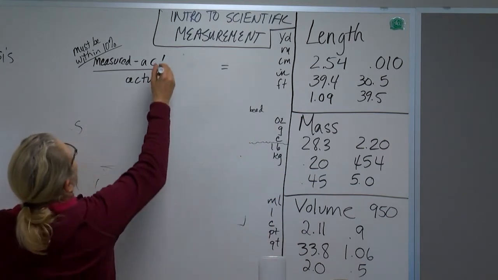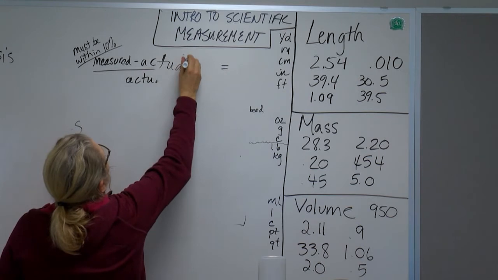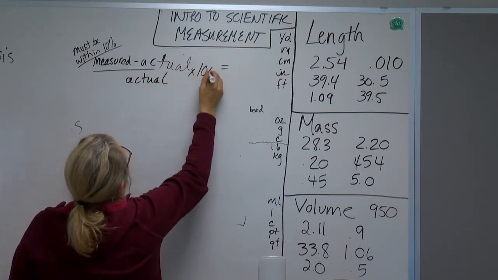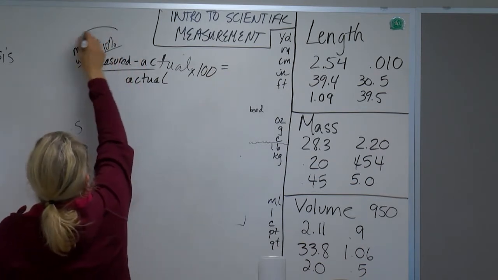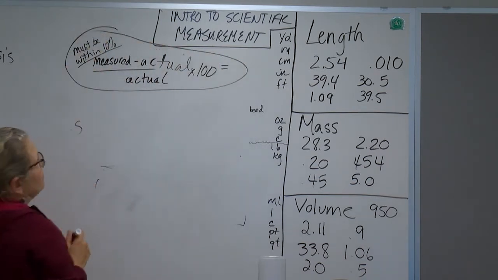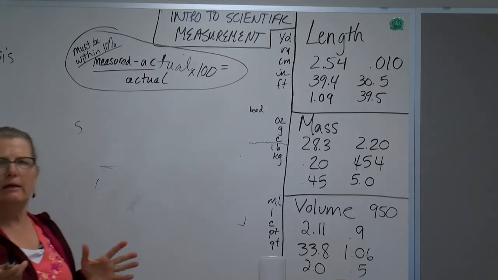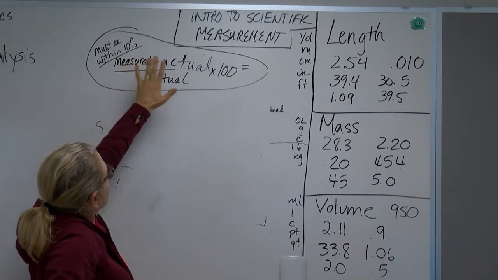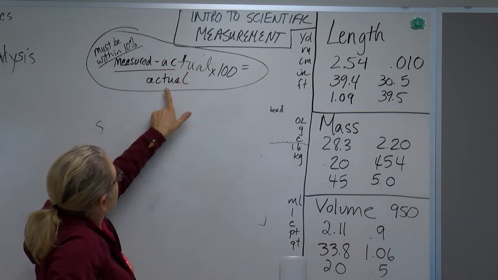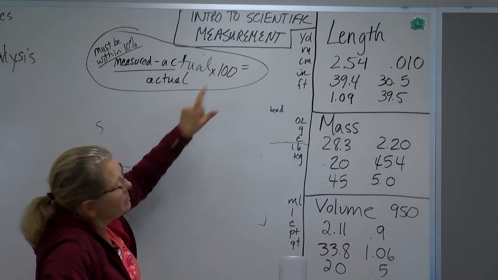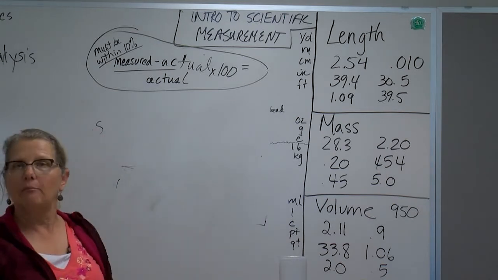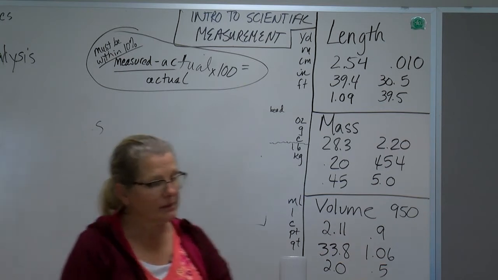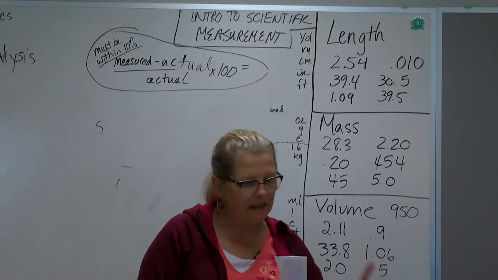Now, in order for our answers to be legitimate, we want them to be within 10% accuracy. The way you tell that is by taking what you measured minus the actual, divide by the actual, times 100. If it's a number less than 10%, you're good. You can keep that.